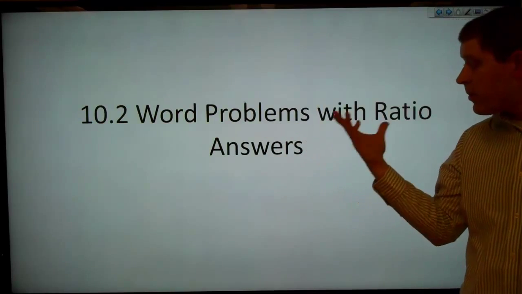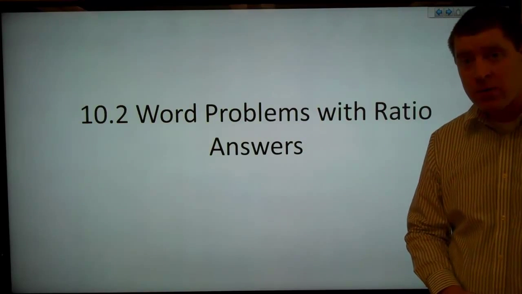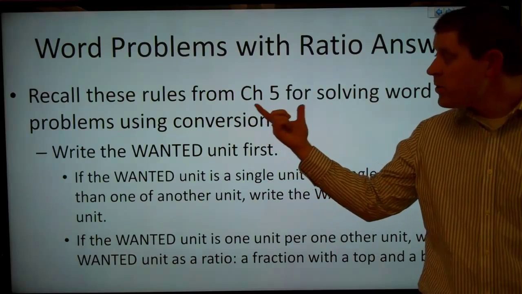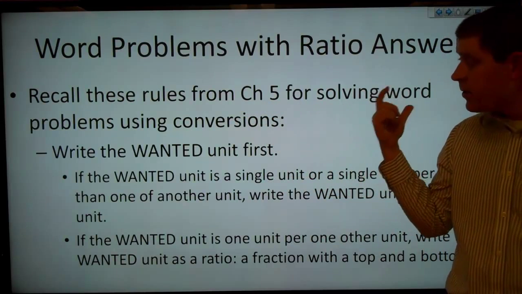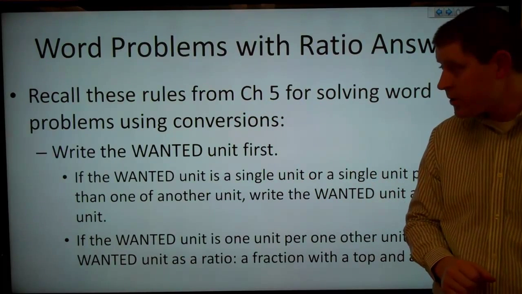Welcome to Word Problems with Ratio Answers. Recall these rules from Chapter 5 for solving word problems using conversions.